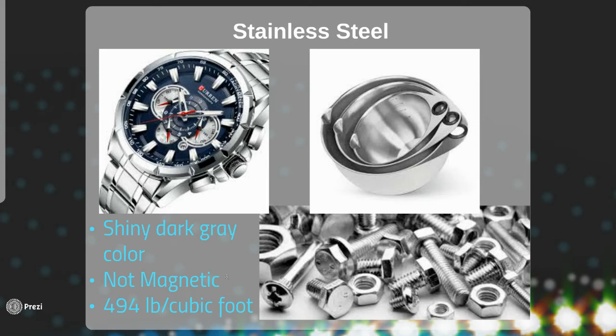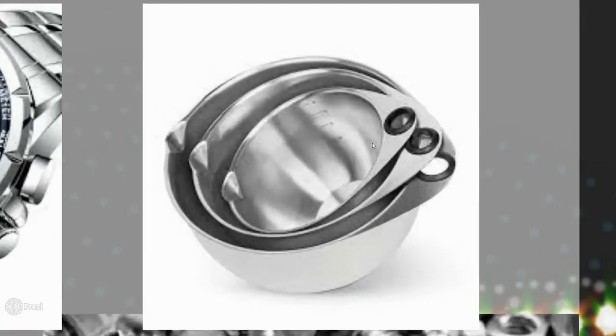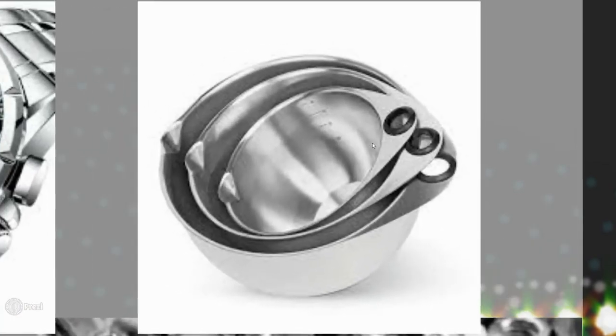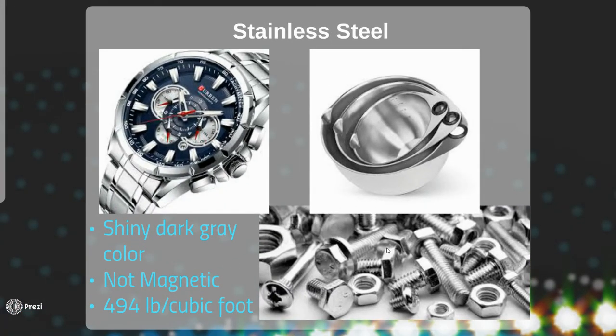It is not magnetic, so that's a large difference between stainless steel and carbon steel. It is not magnetic. And you can see examples on this watch. You've got some bowls here that you'll use in the kitchen. And then right here you have some locking mechanism. You have bolts. I think they're just about all bolts.